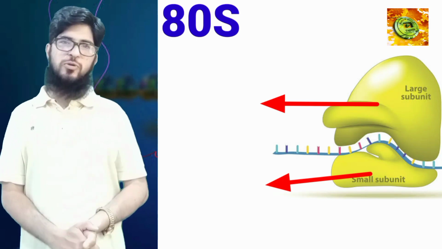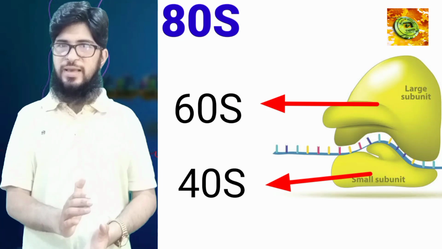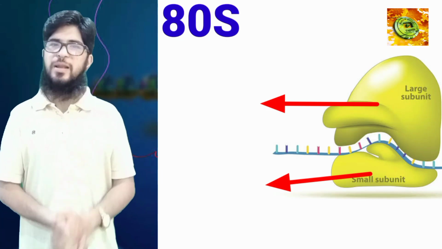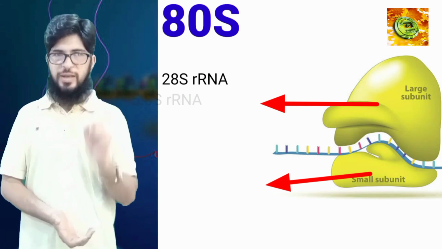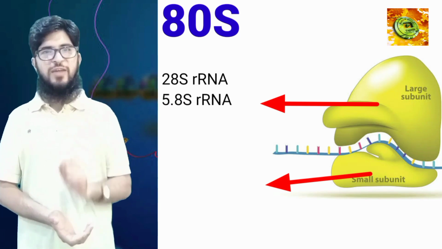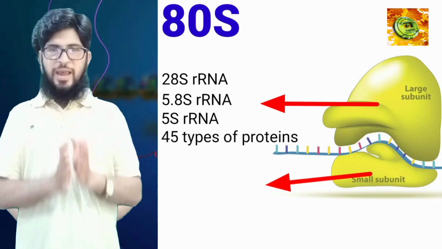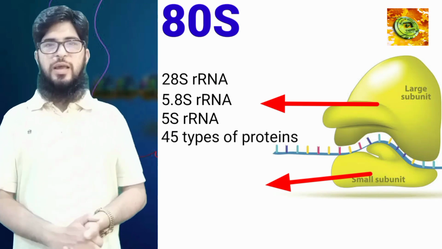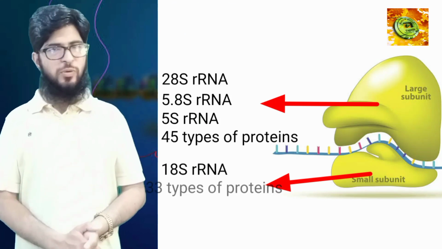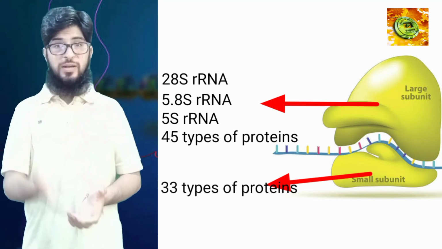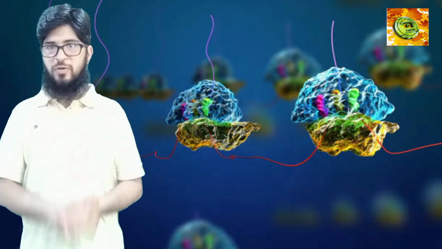In the 80S ribosome, the larger subunit is 60S and the smaller subunit is 40S. The larger subunit of the 80S ribosome is made up of 28S rRNA, 5.8S rRNA, and 5S rRNA, and some 45 different types of proteins. And its smaller subunit is made up of 18S rRNA and some 33 different types of proteins. Well, that was what the smaller and larger subunits of the 80S and 70S ribosomes are made up of.